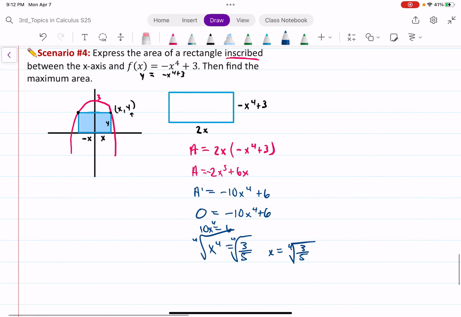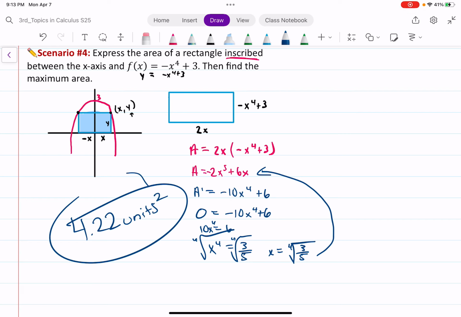Okay? And it wants the max area. So now all you gotta do is plug that number into the area. You can just plug it into your calculator, your handy dandy calculator. And if you do that, if you do it correctly, you should get 4.22 units squared. And that is how you do mathematical optimization.